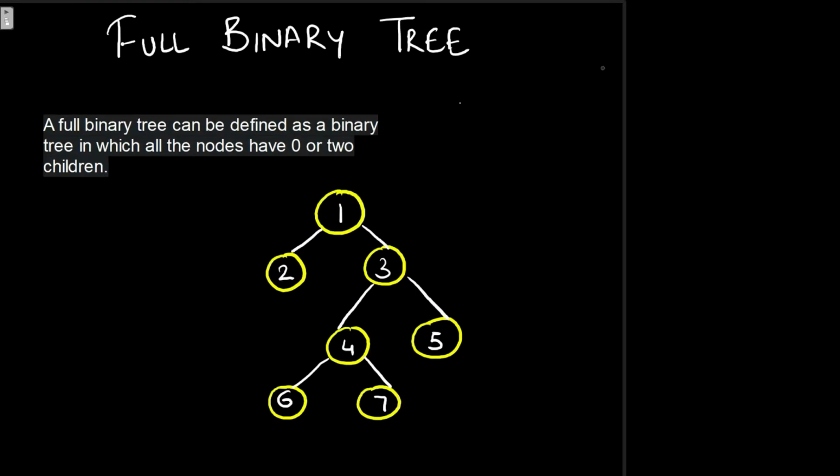Now let's see what is a full binary tree. A full binary tree can be defined as a binary tree in which all the nodes have 0 or 2 children. For example, here each node has either 0 children or 2 children. For example, here 2 has no child and the node 3 has 2 children, 4 and 5. Similarly, the node 4 has 2 children, 6 and 7.